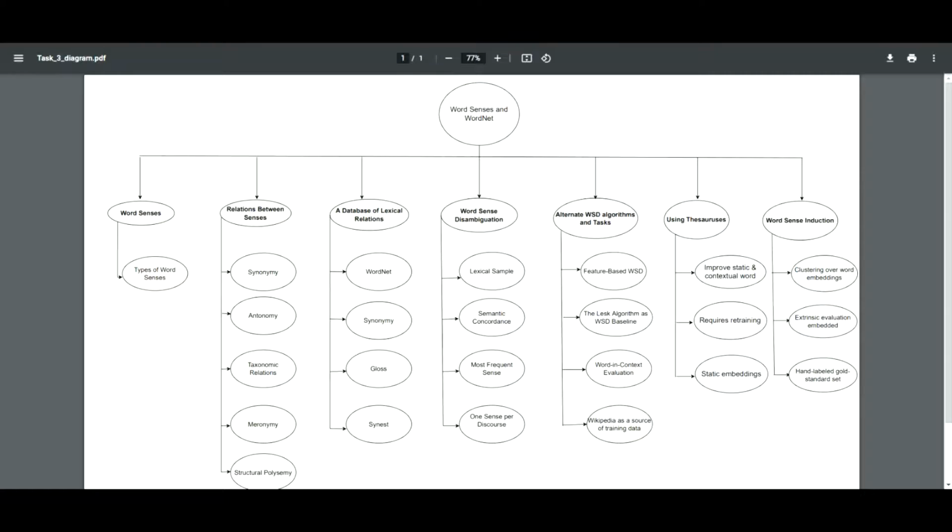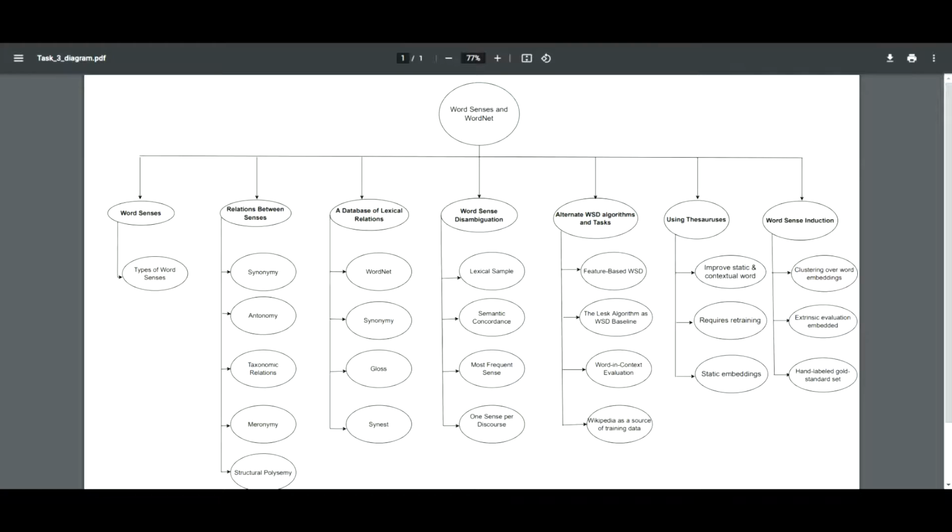The Lesk algorithm is the oldest and most powerful knowledge-based WSD method and is a useful baseline. Lesk is really a family of algorithms that choose the sense whose dictionary definition shares the most words with the target word's neighborhood.